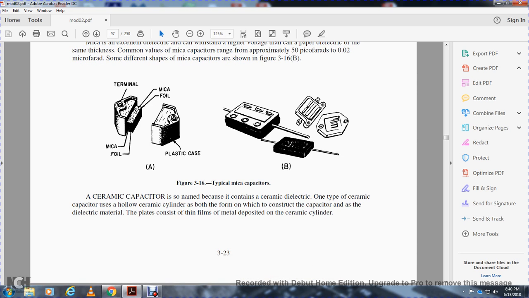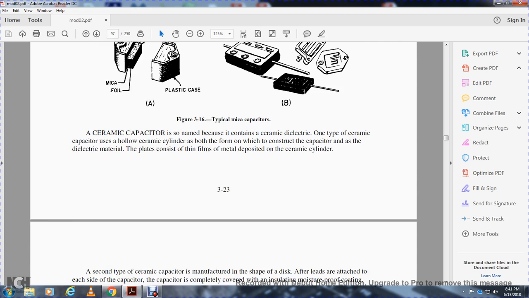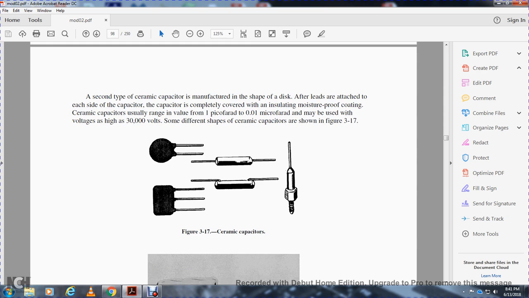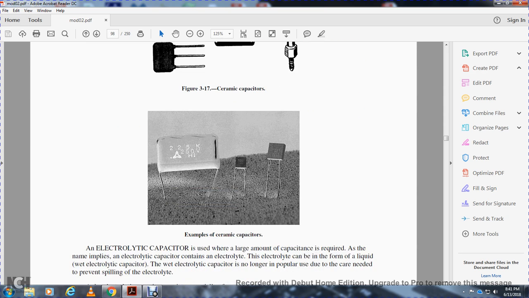Ceramic capacitors are named so because they contain a ceramic dielectric. One type of ceramic capacitor uses a hollow ceramic cylinder, which forms the dielectric material. The plates consist of thin films of metal deposited on the ceramic cylinder. The second type of ceramic capacitor is manufactured in the shape of a disc. Leads are attached to each side of the capacitor, and the capacitor is completely covered in an insulating, moisture-proof coating. Ceramic capacitors usually range from 1 microfarad to 1/100th of a microfarad, and they may be used at voltages up to 30,000 volts. Different shapes of ceramic capacitors are shown in figure 317, an example of ceramic capacitors.